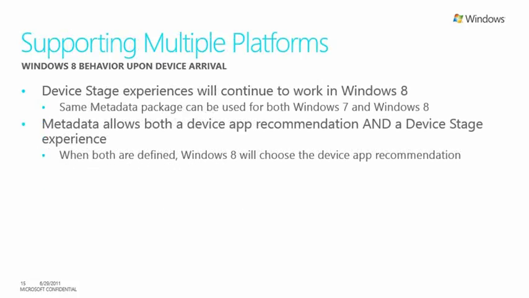So if you're supporting multiple platforms and you already have an investment in device stage, this is handled in the way we implemented it in Windows 8. Device stage experiences will continue to function in Windows 8. The same metadata package can be used for both Windows 7 and Windows 8. I believe you've probably covered that already. The metadata would allow both a device app recommendation and a device stage experience, but there is precedence of the device companion app over the device stage experience, and also AutoPlay over device stage.